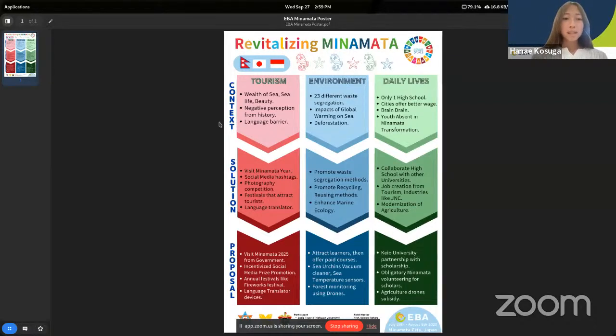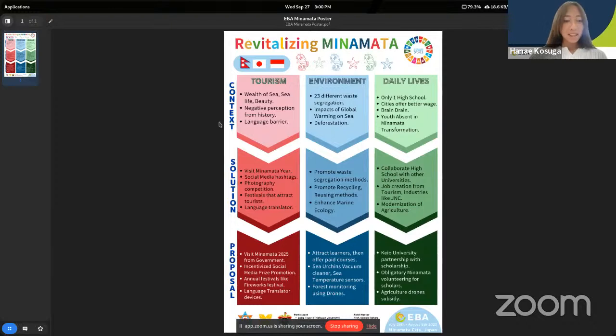different ways of regulation, impact of global warming on the sea, and deforestation. And we think the solution is to promote waste segregation methods, promote recycling and refresh methods, and enhance marine ecology.